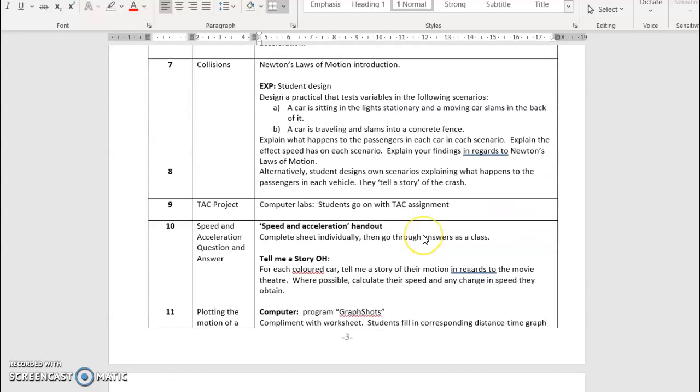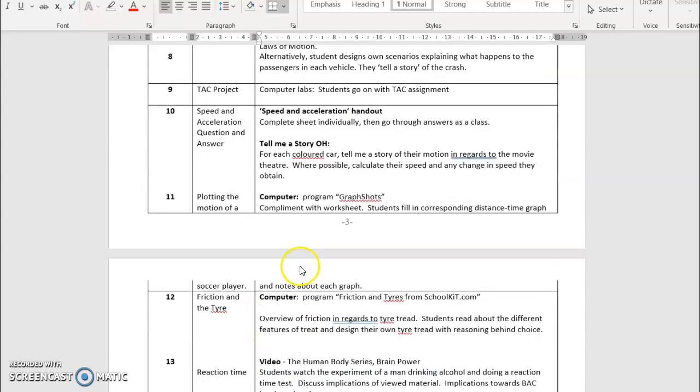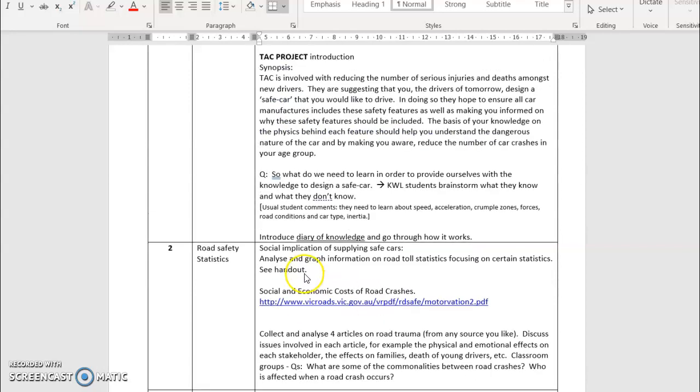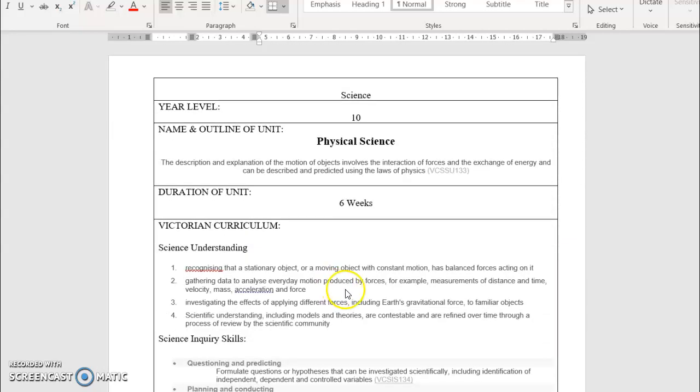So the summative assessment is obviously the TAC project, but it's also the formative assessment in terms of the diary of knowledge, to let me know what they're learning and when. And this contributes to the final product as well.